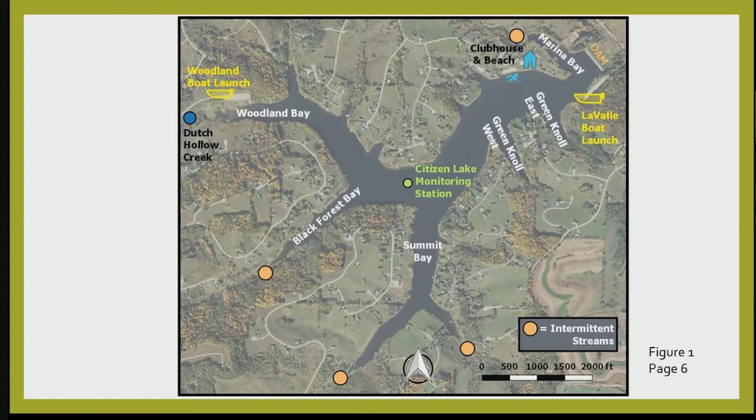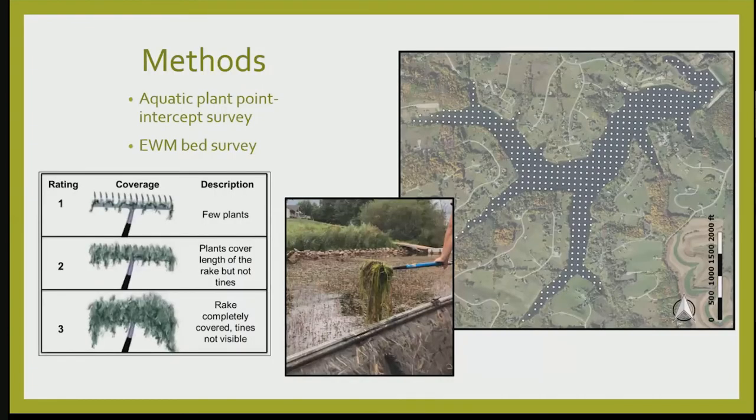So really quick first, I just want to fly through some methods. As I mentioned, there were 2 main surveys that were done. There's the aquatic plant point intercept survey and the Eurasian water milfoil bed survey. The first was focused on all aquatic plant species, and there was a grid of 436 sample points. On the right-hand side of your screen, you see a map of Dutch Hollow Lake, and there's 436 points. Those points have latitude, longitude coordinates that are loaded into a handheld GPS, and then we navigate from point to point in the boat, and we have a 2-headed rake, and then we take rake samples at those points unless the points are too deep to sample.